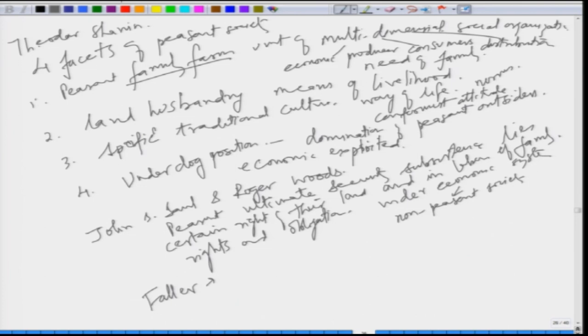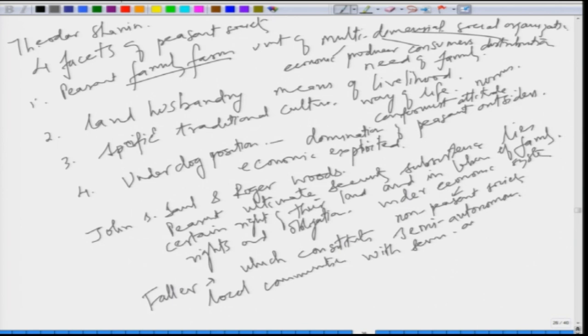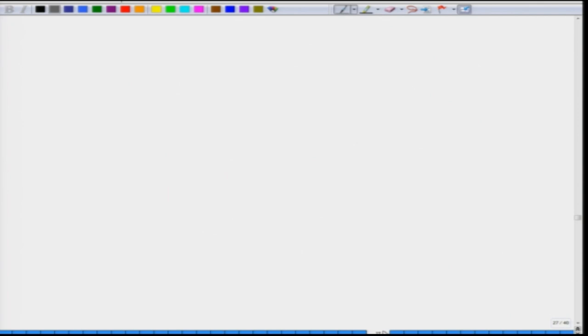Fowler was trying to see peasant society as a society which constitutes units that are semi-autonomous, seen as semi-autonomous local communities, and within that, a semi-autonomous culture too. That is how Fowler was trying to understand the peasant. And if we move ahead, we have another significant contribution by Eric Wolf.